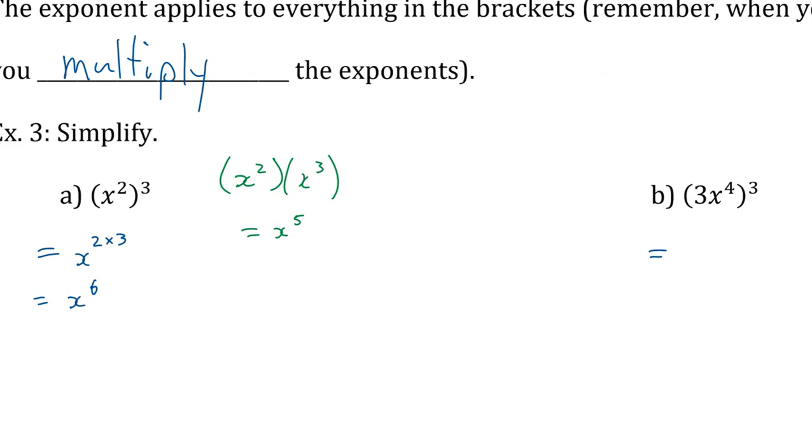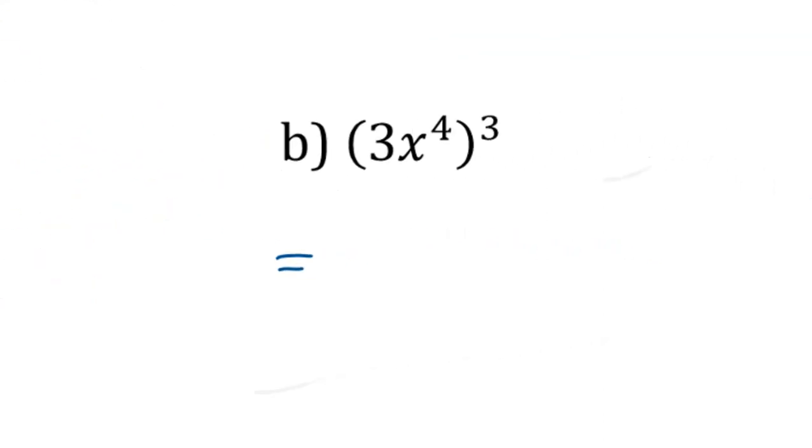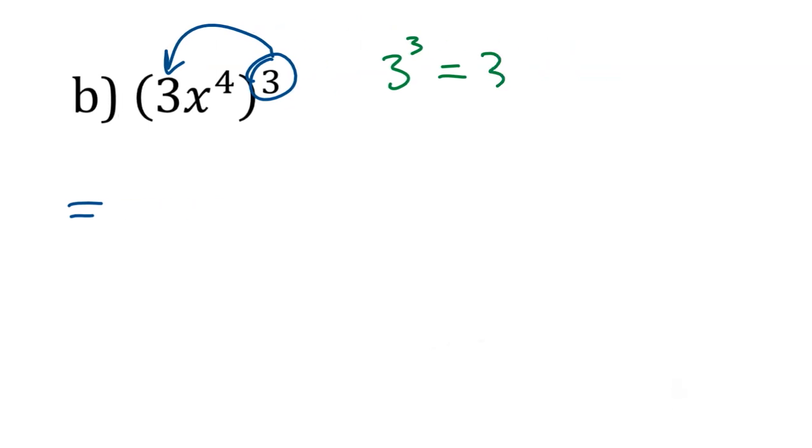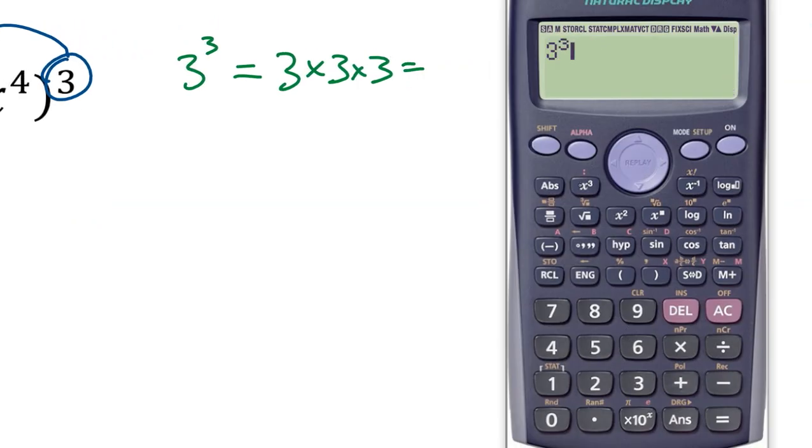Okay, next one, again, can be very confusing. It might make sense when you're watching somebody else do it, but when you have to do it yourself, it's so specific and there's so many different little rules that you get them mixed up. This 3 on the 3 means 3 cubed, which is what? 27, or 3 times 3 times 3, 27, right?